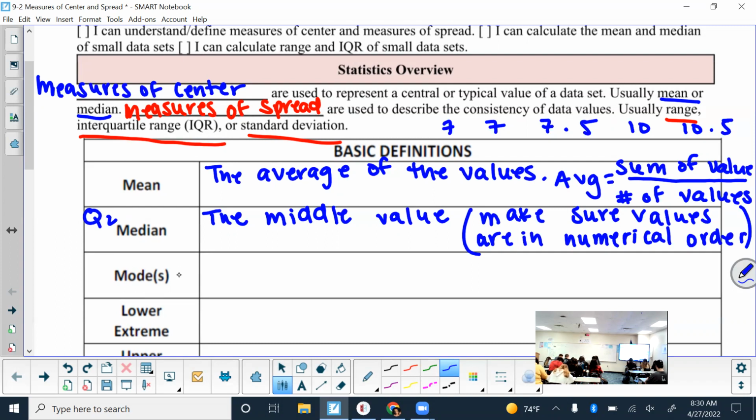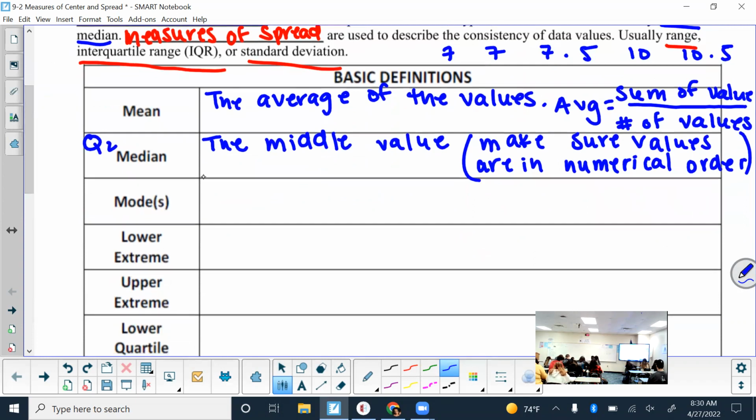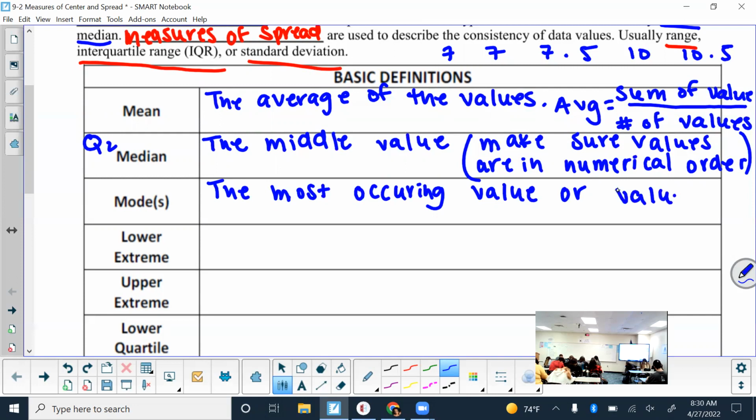What's the mode? What word does mode sound like? Most. So it's the most occurring value or values. In that example I gave you up here, what would be my mode? 7, right? 7 shows up twice. No other number shows up more than twice, so that's my mode.